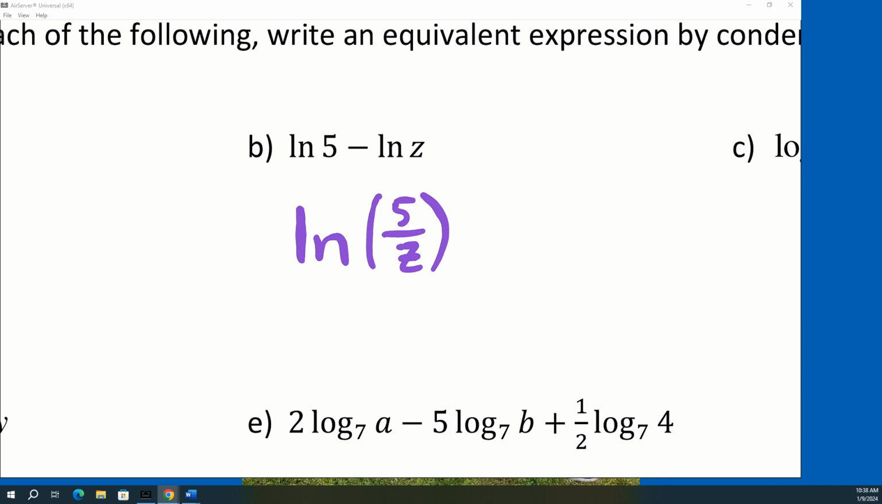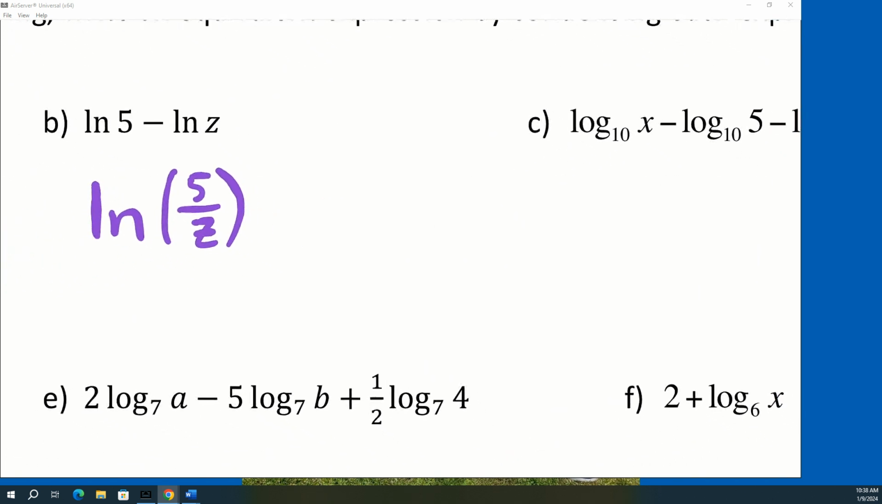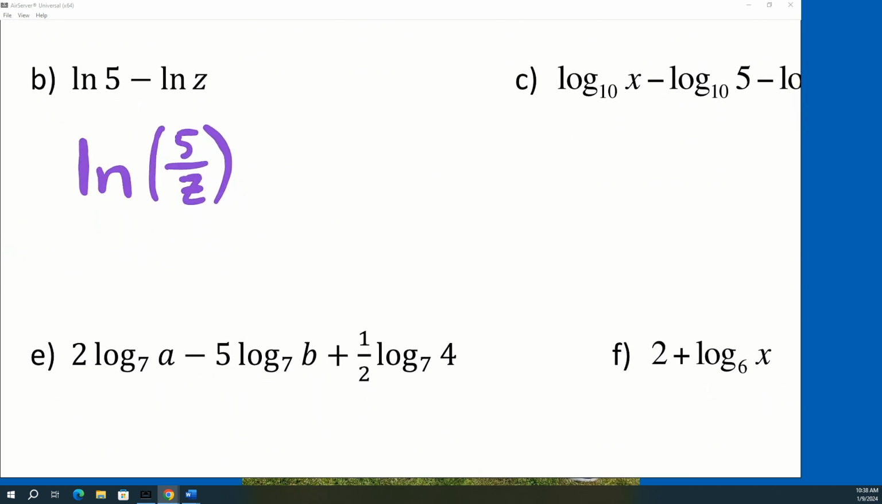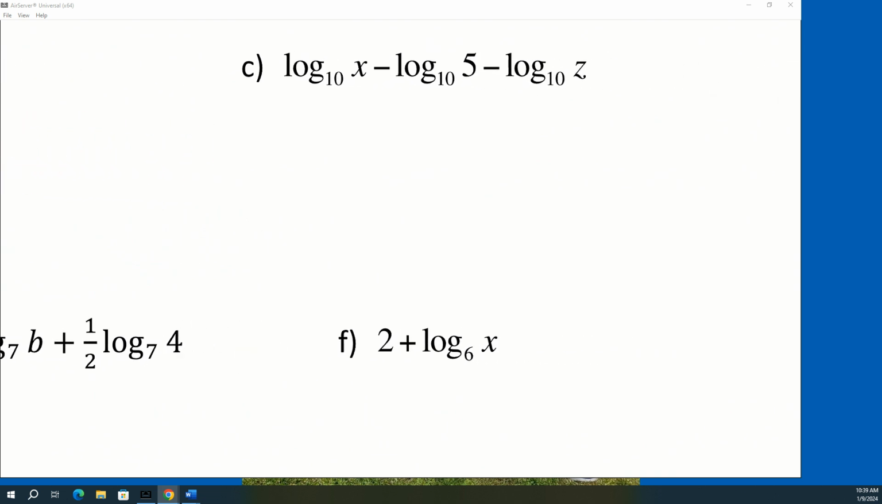Now, one thing I like to talk about, because it gets a little confusing when we start seeing ones like C. So you can think of subtraction kind of like a negative exponent. So if there is subtraction in front of that logarithm, that part of the argument is going to go in the denominator. And if it's positive in front, then that part of the argument is going to go in the numerator. All right, so let's look at C.